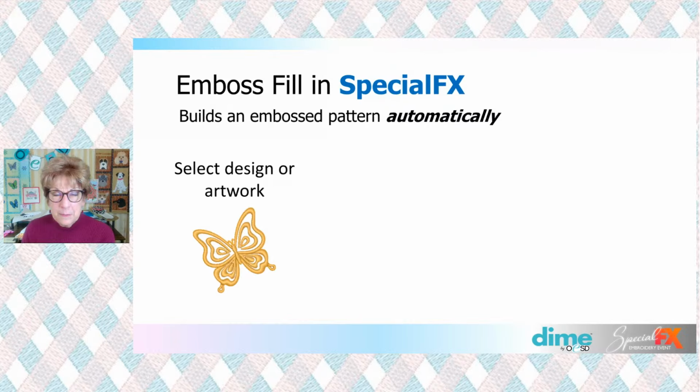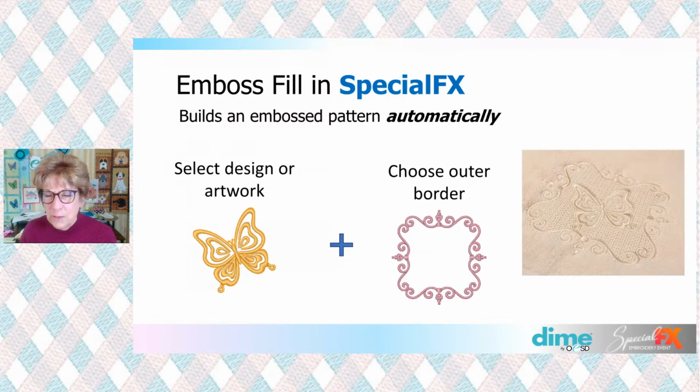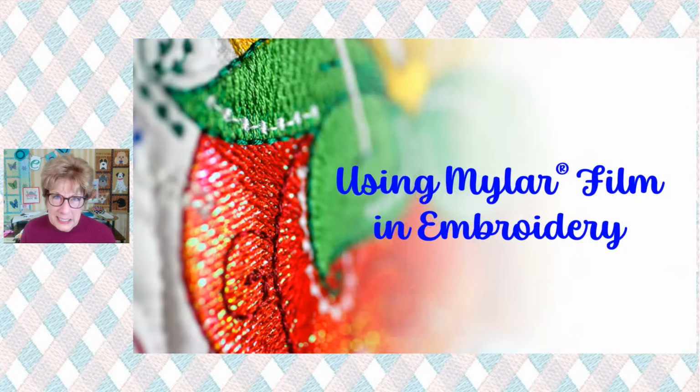And here's what you need. You need a design or some type of artwork for the center. You need, and I'm going to sneeze, sorry. You need a border for the outside that defines where the embossed is going to go. And that's what you get. And I'm going to show you how easy it is to do in the software. Stay tuned. But first, we're going to talk about Mylar. We'll talk about all these effects, and then I'll show you the samples, and I'll show you the software.